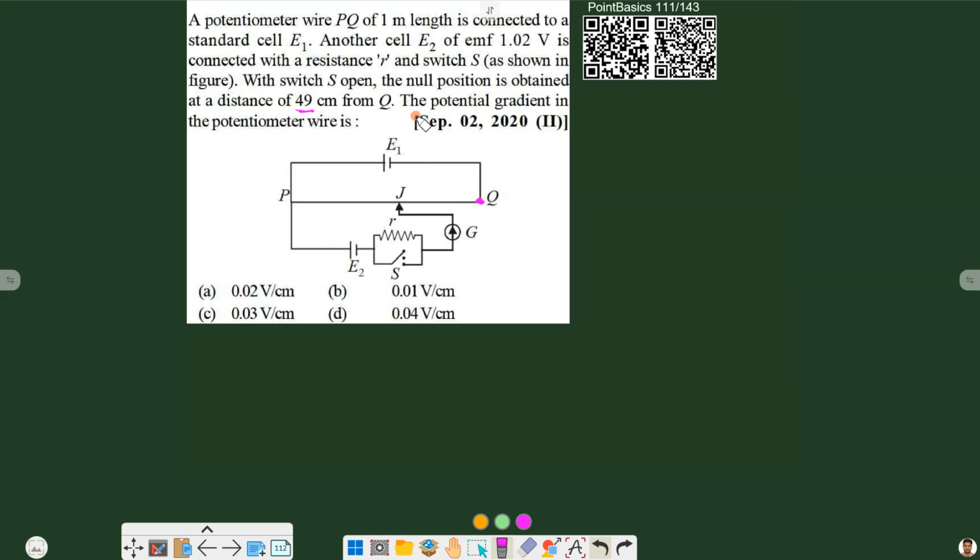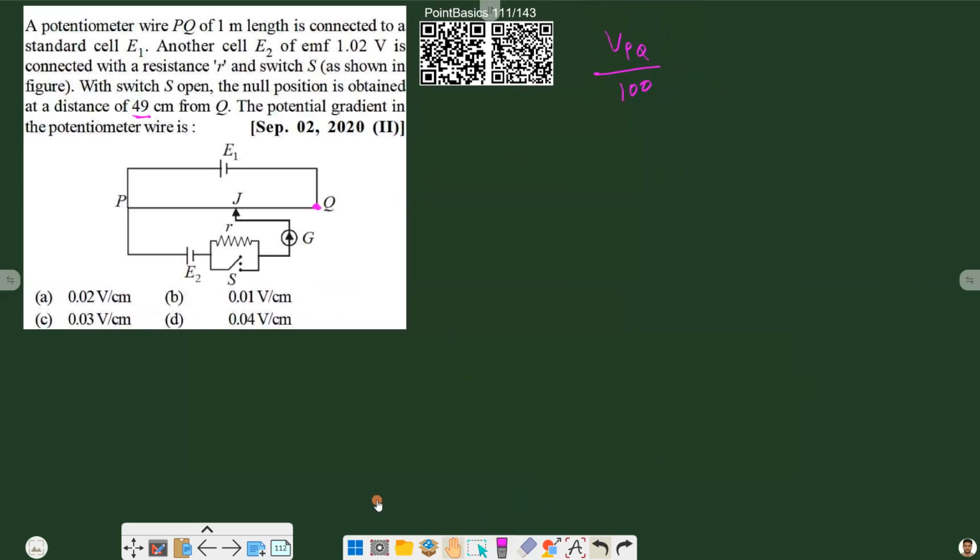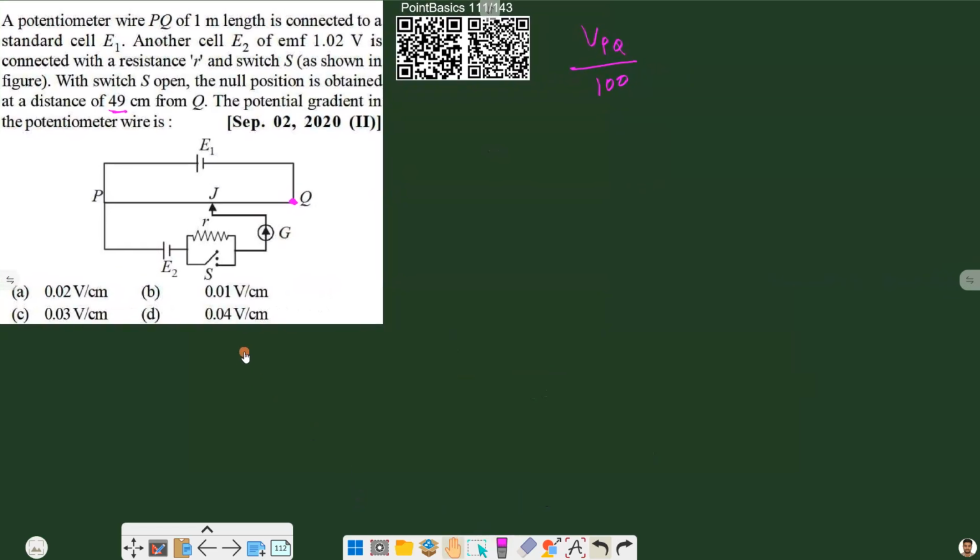from this point. The potential gradient in the potentiometer wire is, so we have to find out the potential gradient of the potentiometer wire. In short, we have to find out the potential drop across PQ wire divided by its length, that is 1 meter or 100 centimeter, because all the answers are in centimeter. So now let's discuss the cases.